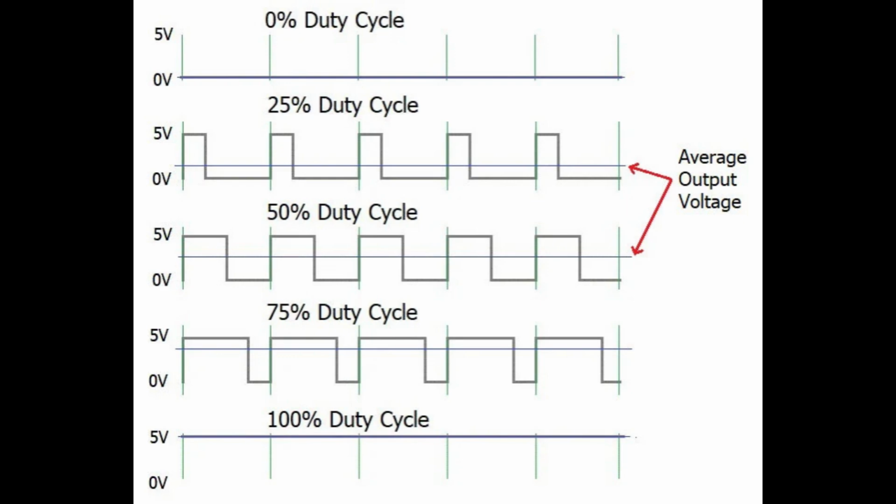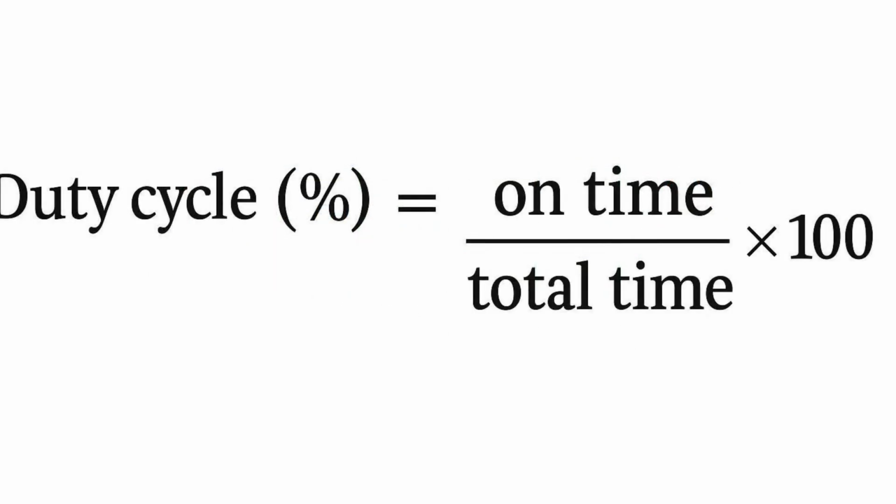Duty cycle is the percentage of on time. 25% is low power, 50% medium power, 75% high power. Formula: duty cycle percent equals on time divided by total time times 100.